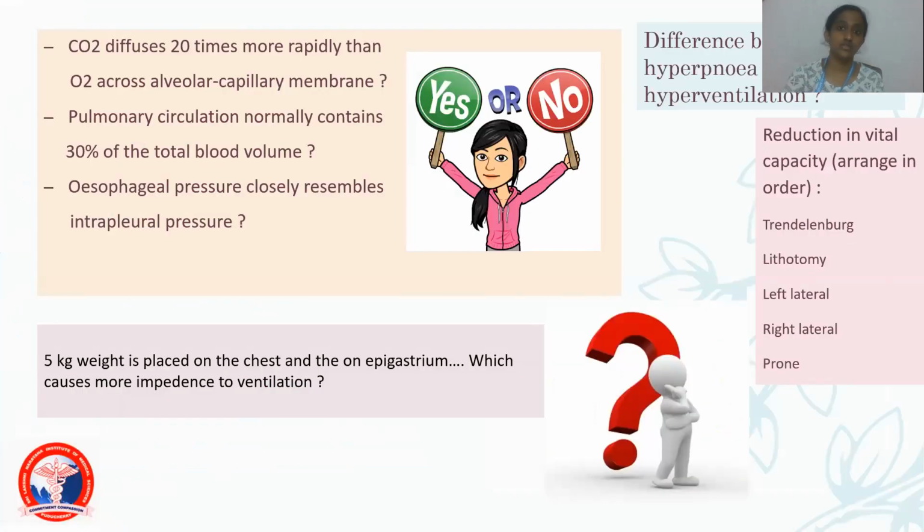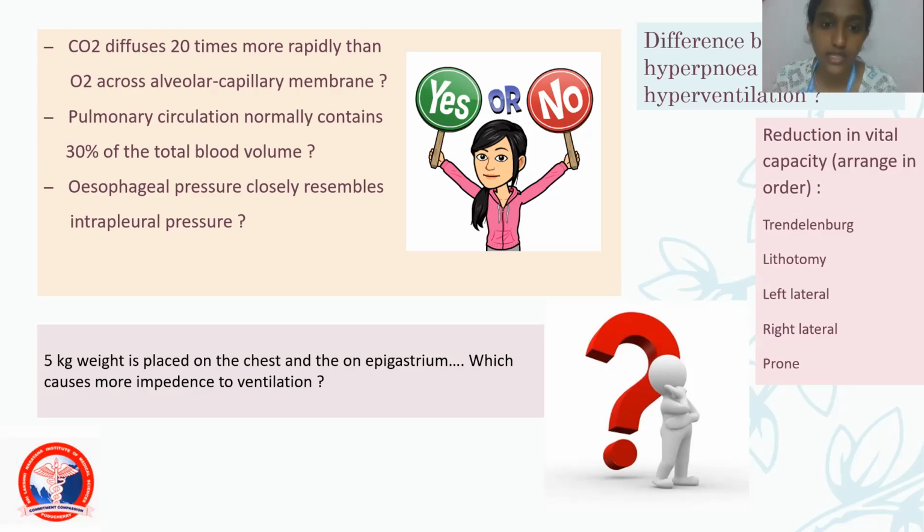So just a question session. I would like to ask this question. A 5 kg weight is placed on the chest as well as on the epigastrium. Which do you think will cause more impedance to the ventilation? A 5 kg weight placed on the chest will be more impeding, or a 5 kg weight placed on the epigastrium? I would like everyone to answer this question in the message box so that I could reply to your answers.